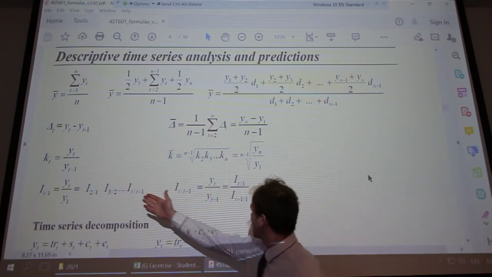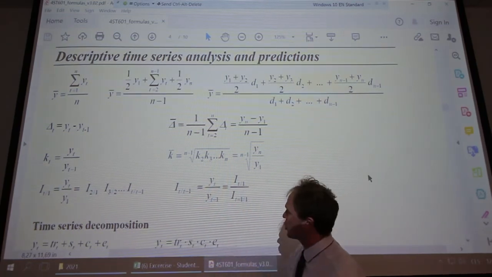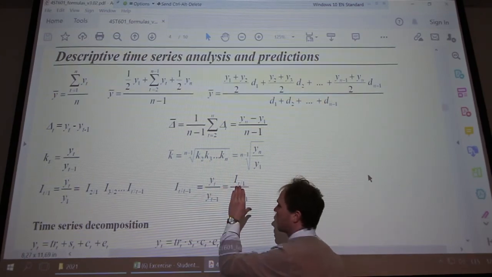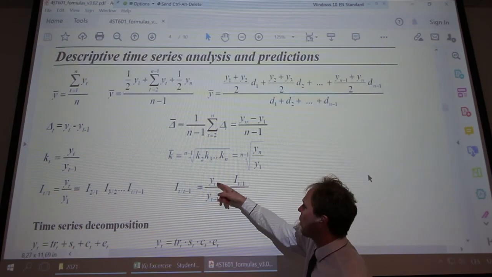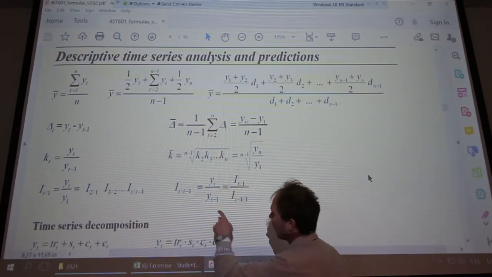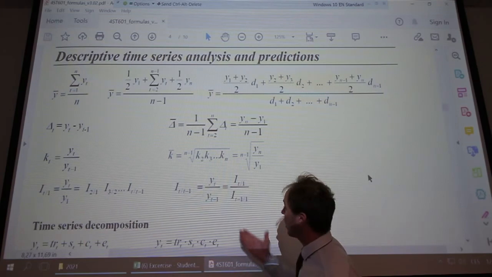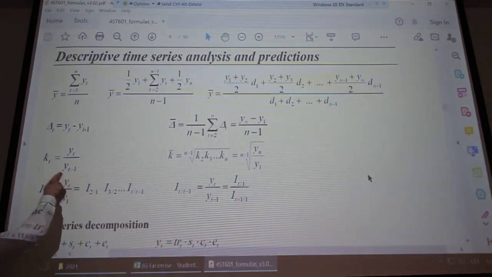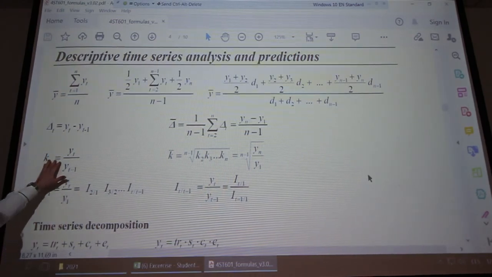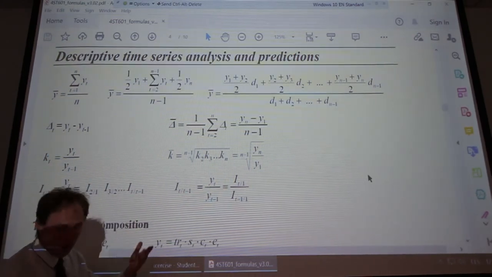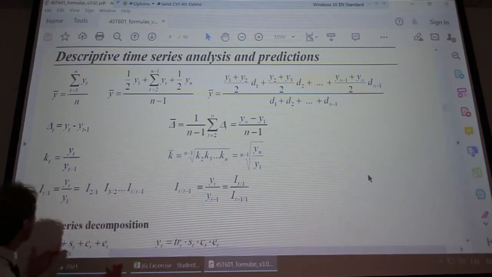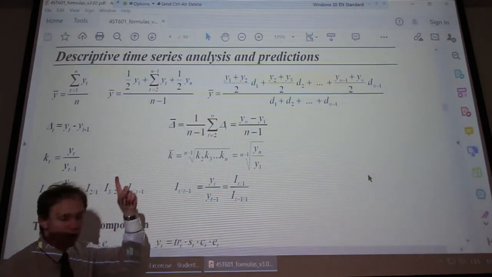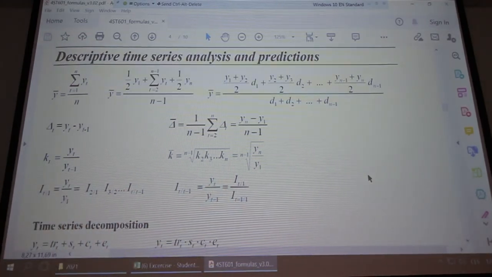We can compare this with chain indices. And you can see that the chain index is very easy because it's calculated like y in time t divided by value y in time t minus 1. So it's the classical coefficient of growth. Coefficient of growth and the chain index is the same. So we will use the real data set and we will calculate these indices.